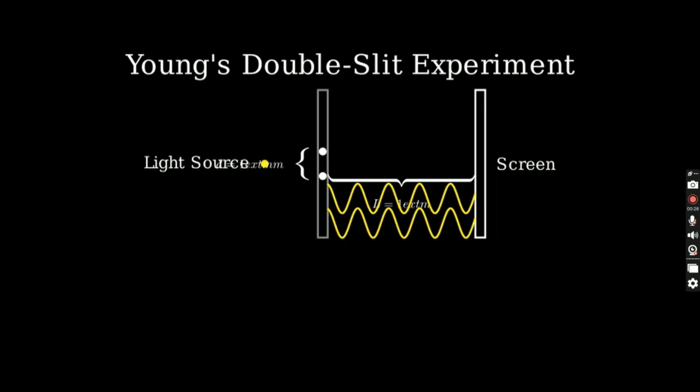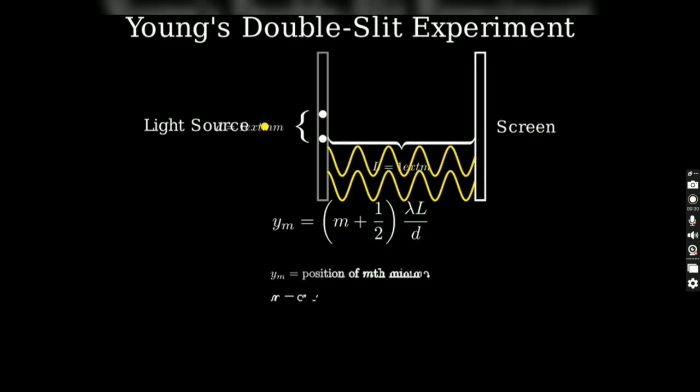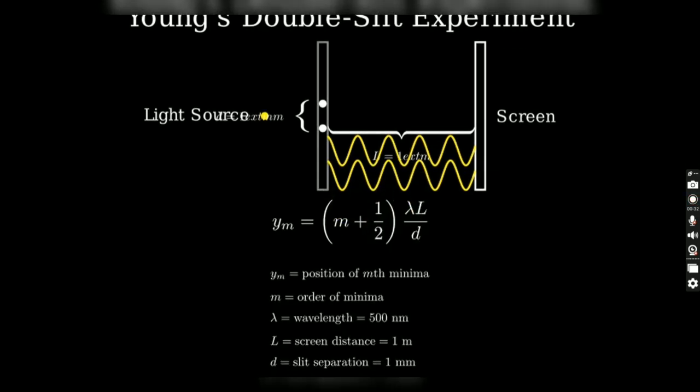the screen. The position of minima in Young's double-slit experiment is given by this formula. Y sub m equals (m plus 1/2) times lambda L over d, where Y sub m is the position of the mth minima, m is the order of the minima, lambda is the wavelength, L is the distance to the screen, and d is the slit separation. On the screen, we see an interference pattern with alternating bright and dark bands. The central maxima is at the center, and the minima occur at regular intervals on either side.